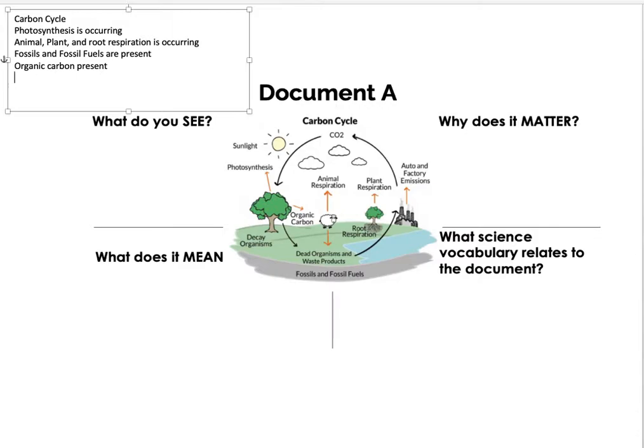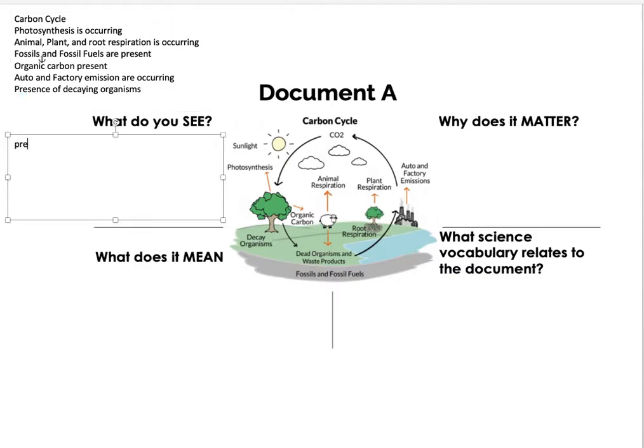We see that auto and factory emissions are occurring. We see there that there's the presence of decaying organisms. We also see the presence of sunlight, land, and water. And there's a body of water there.